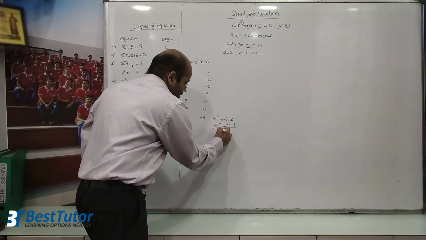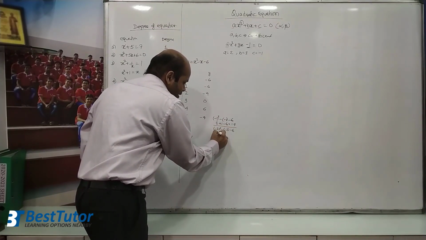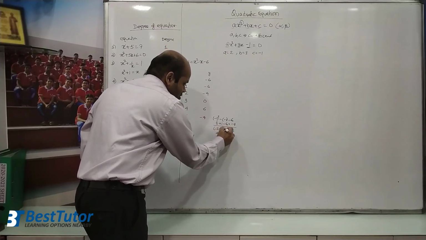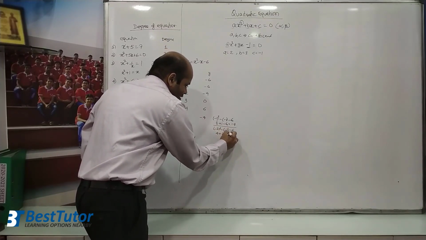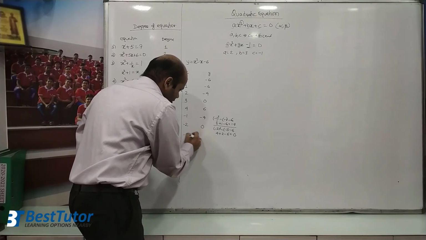Minus 2 squared minus (minus 2) minus 6. Minus 2 squared is minus into minus, which is plus, so it becomes 4, minus into minus is plus 2, minus 6. I get it as 0. This is 0.